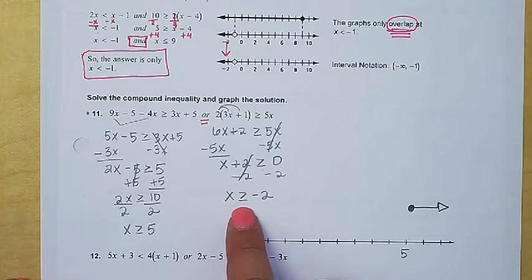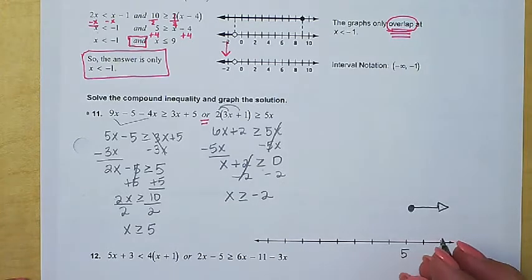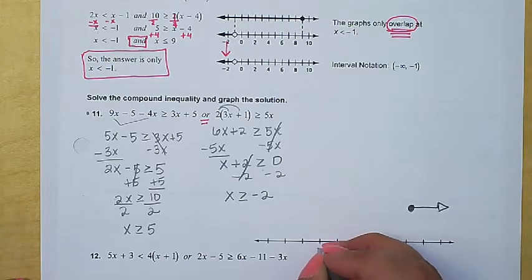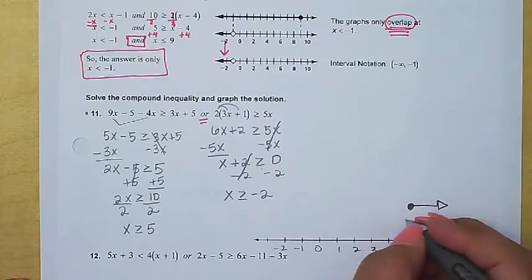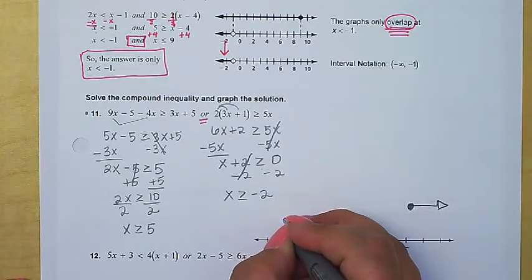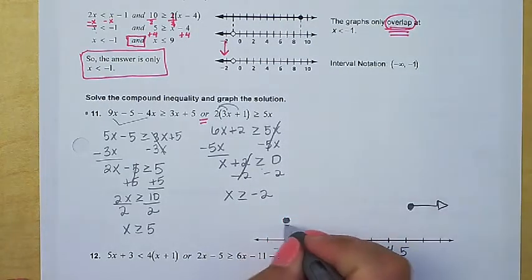So let's graph those options. Those options would be at -2. So this is 5, 4, 3, 2, 1, 0, -1, -2. Then I would have anything that is -2 or greater.